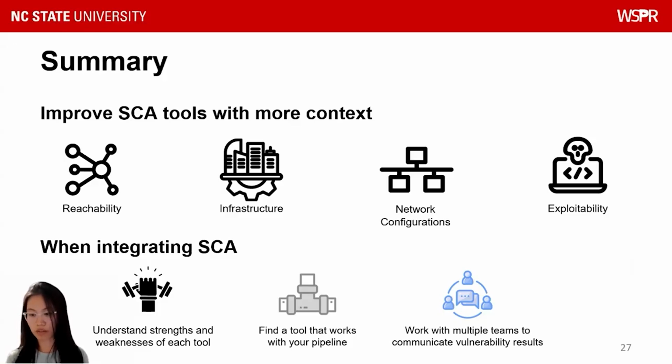And also keep in mind that fixing vulnerabilities or SCA alerts requires collaboration between multiple teams. So it's important to keep those communication channels alive so you could easily communicate vulnerability results to different teams and fix the vulnerabilities more efficiently.